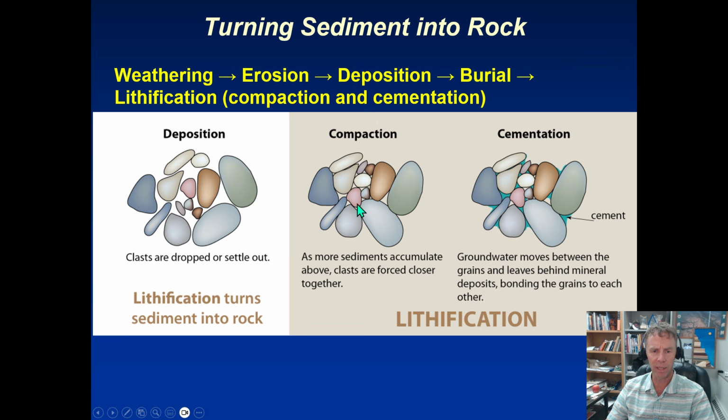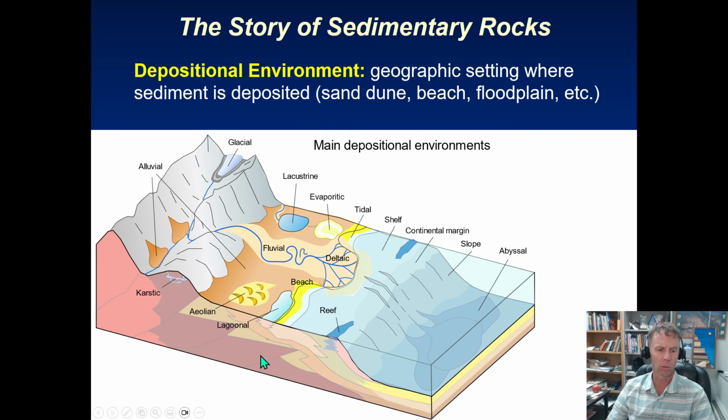We still don't have rock at this point. We basically just squeezed the sediment and compacted it, but we don't really have it turn into rock until we have usually groundwater moving through these sediments and precipitating out some sort of cement between the grains that allows the grains to become cemented together. So at this point now we have turned our sediments into actually rock, and these two processes combined are what we call lithification, turning the sediment into rock.